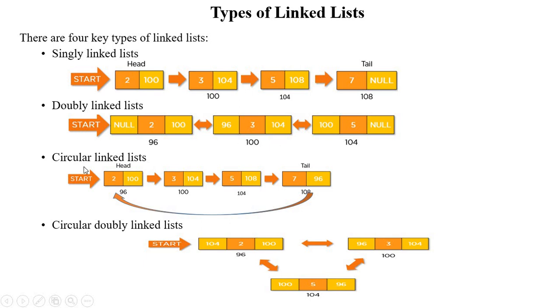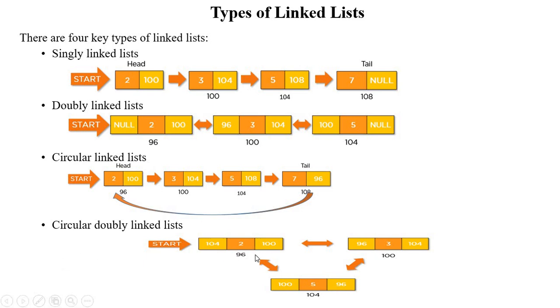Next, the third type is the circular linked list. In a normal singly linked list, after the last node, null is represented in that position, which means this is the last node. But in the circular linked list, the last node will be connected with the first node. So in the tail part, the last address position, I'm mentioning 96. So the last node is getting connected with the first node. That is the difference.